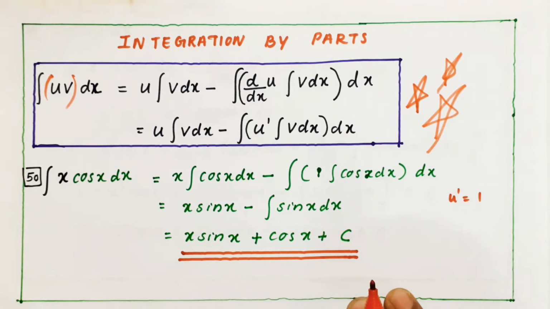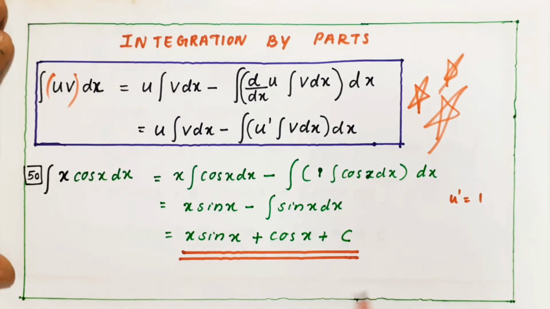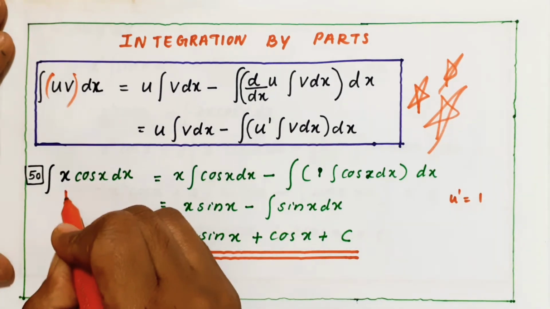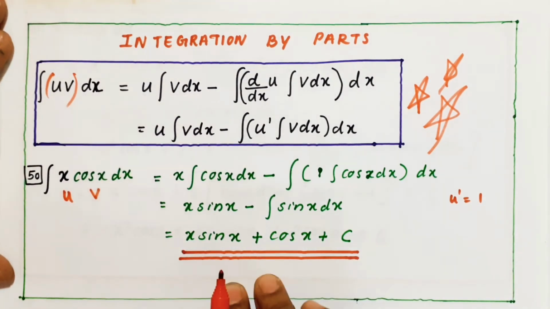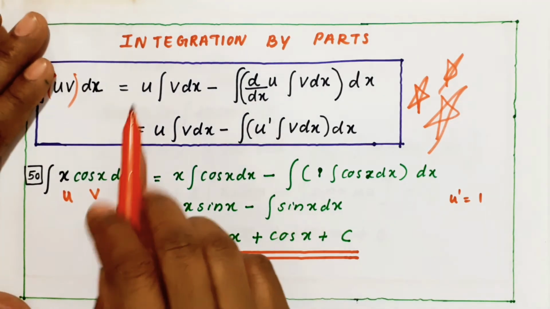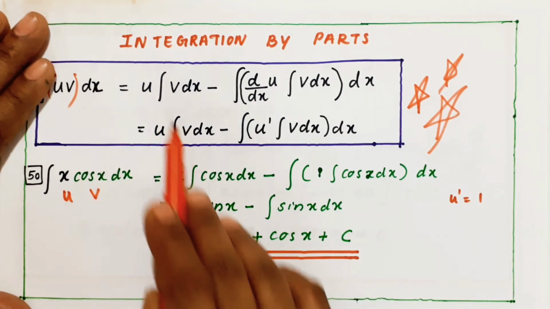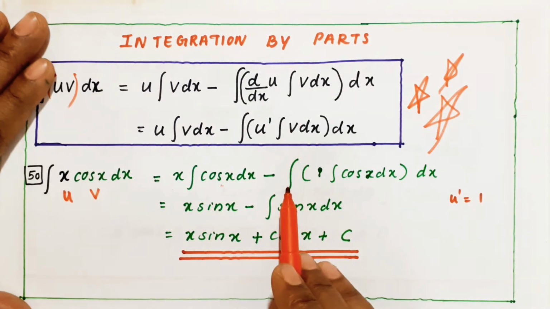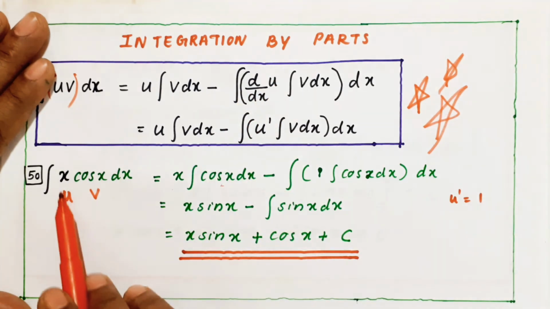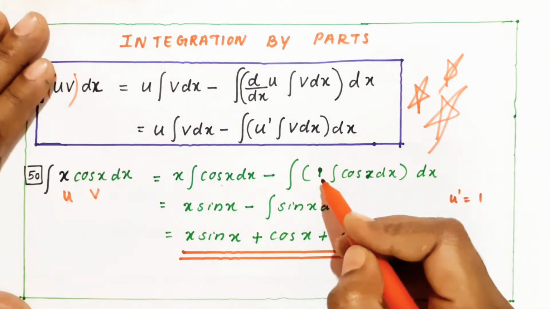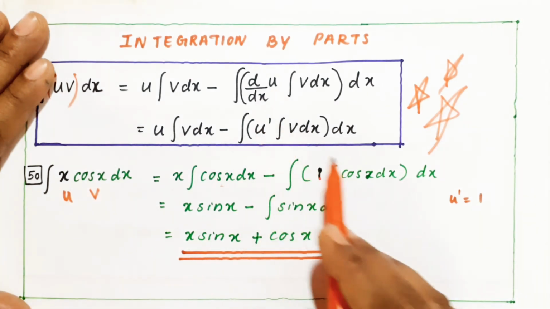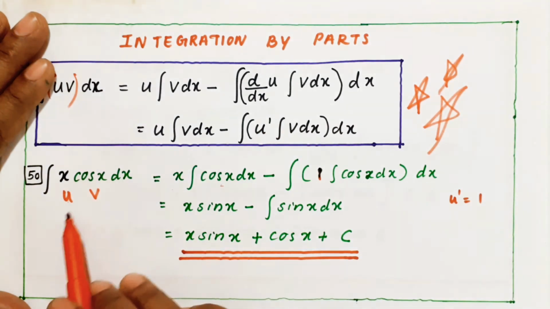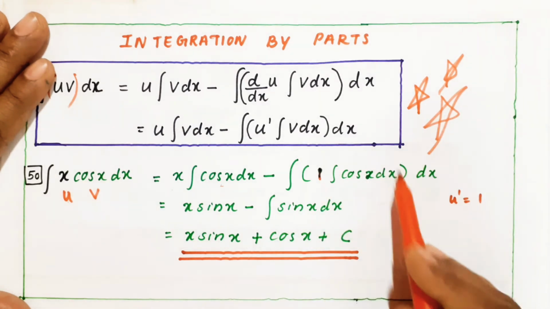Now, I'll explain with the help of a question. Integral of x cos x dx. I can take x as u and cos x as v. Apply the formula. That's all. Simple thing. U into integral of v, that is x into integral of cos x dx, minus integral of d by dx of u. What is d by dx of x? 1. Into integral of v of x, that is integral of cos x dx, of the whole dx.